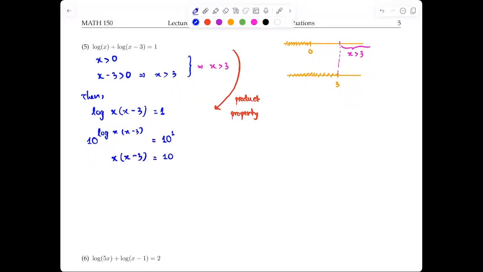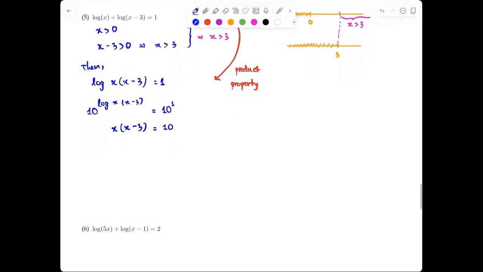And you are solving the quadratic equation. So you do x squared minus 3x minus 10 equal to 0. You technically can factor this equation as x minus 5 times x plus 2 equal to 0. So you have x equal to 5 or x equal to negative 2.